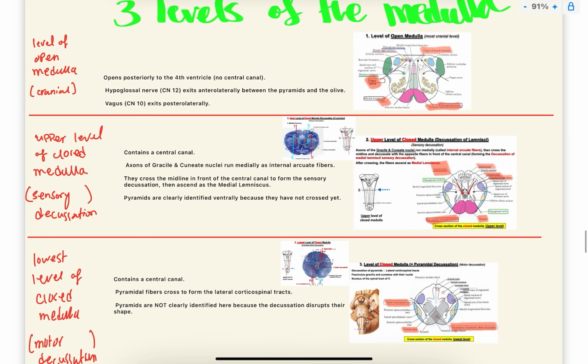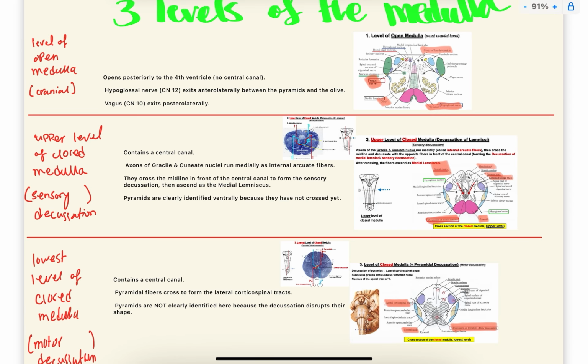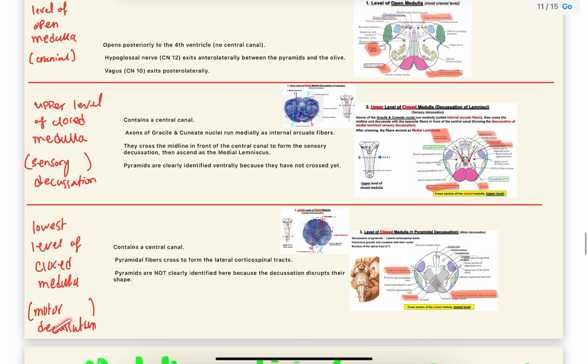I have three levels of the medulla. So I have the level of the open medulla, and then I have the closed one, which has the upper part and the lower part. And we said upper part for sensory decussation and lower part for motor decussation.